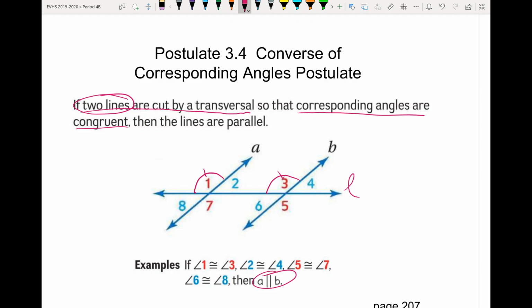Okay. So that gives me enough evidence to prove that A is parallel to B. We would call that the corresponding angle postulate converse. Okay? So I can use that in a proof as justification for two lines being parallel.